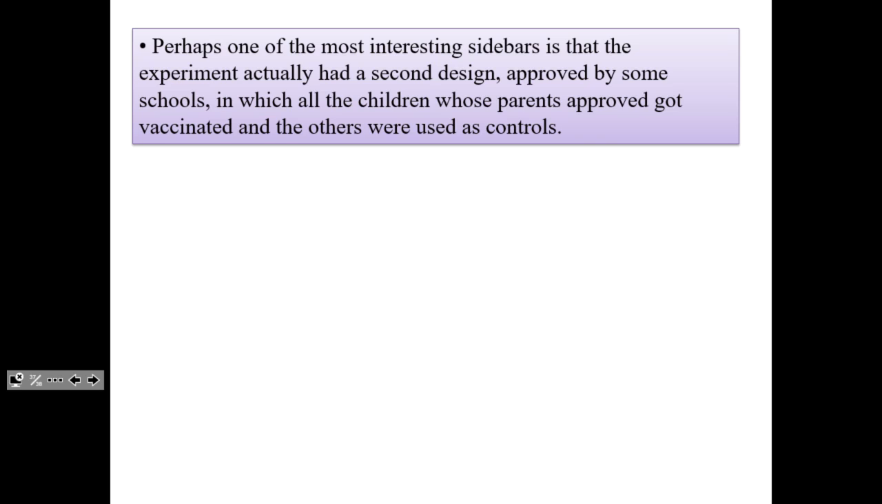Okay. Now, the other thing is the experiment actually had a second design where in some schools all the children whose parents approved got vaccinated. And then other kids were just used as controls. Kids who didn't get any kind of vaccine. They didn't even ask for permission. They had a group of kids who weren't going to get the shot. So one design, if your kid volunteered, they got the shot. And they just compare them to kids who didn't get the shot.